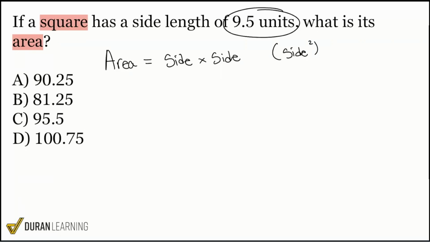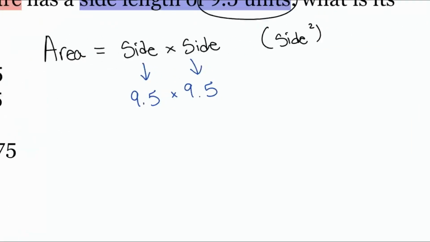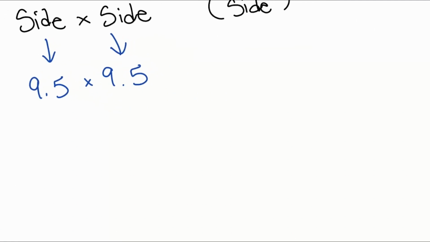When you take a look at this, you are pretty safe in knowing that all you need to do is plug in the side, which is already given to you right here. So let's plug it in and let's solve. 9.5 multiplied by 9.5. I'm going to zoom in over here on the side, and we're going to calculate this.